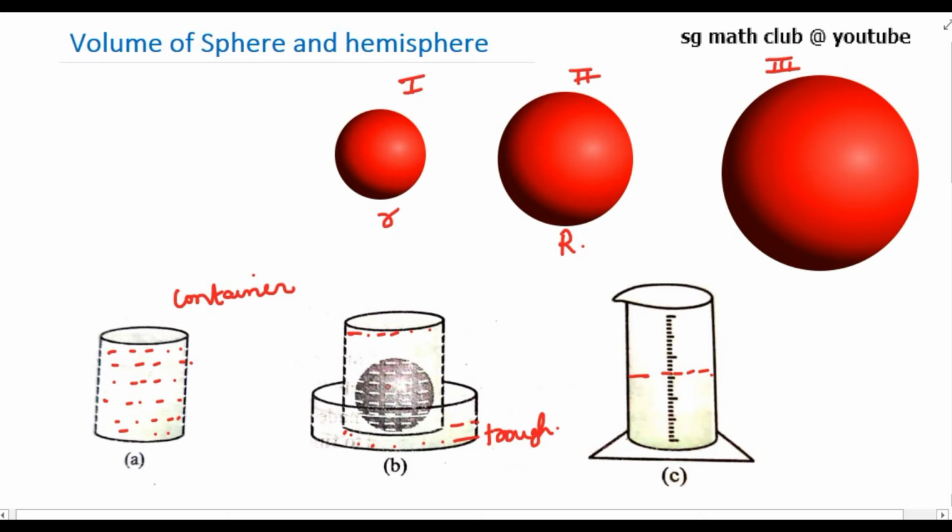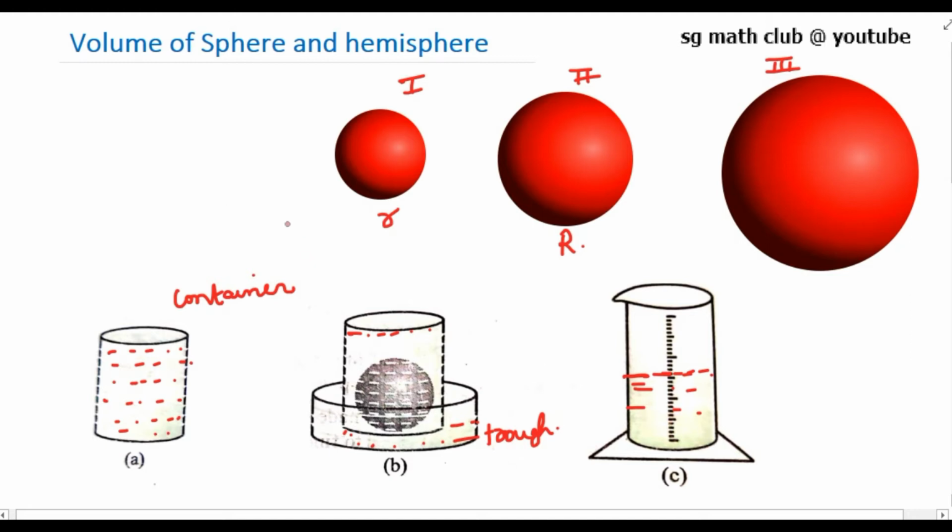You might have studied Archimedes' principle. When an object is immersed fully or partially in a fluid, it will experience an upward force, and that force will be equal to the weight of the fluid displaced by the object. So we can say that the volume of the sphere will be the same as the volume of water that has been displaced from this container. You can measure it using this measuring jar.